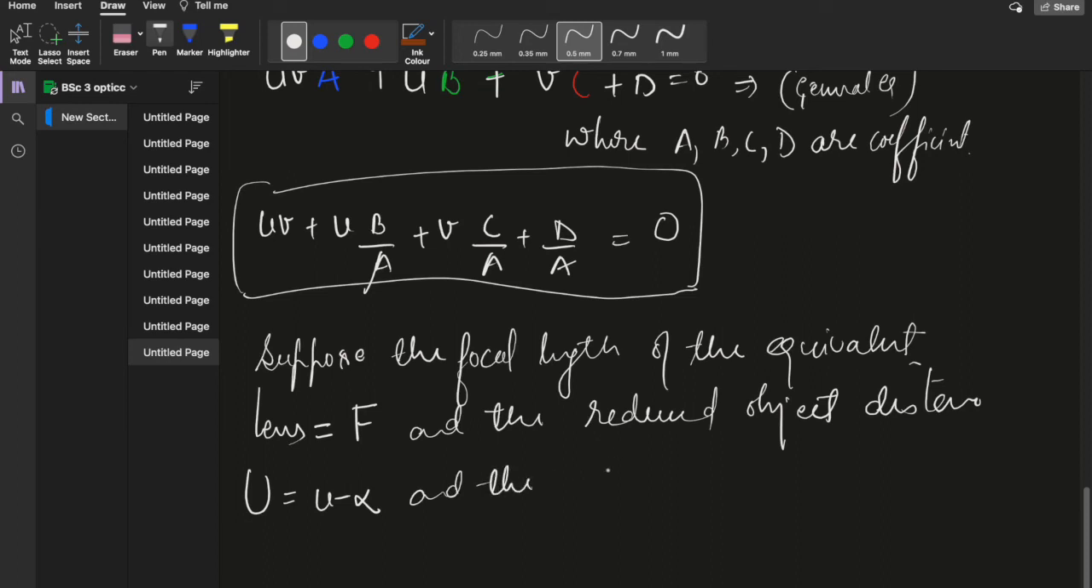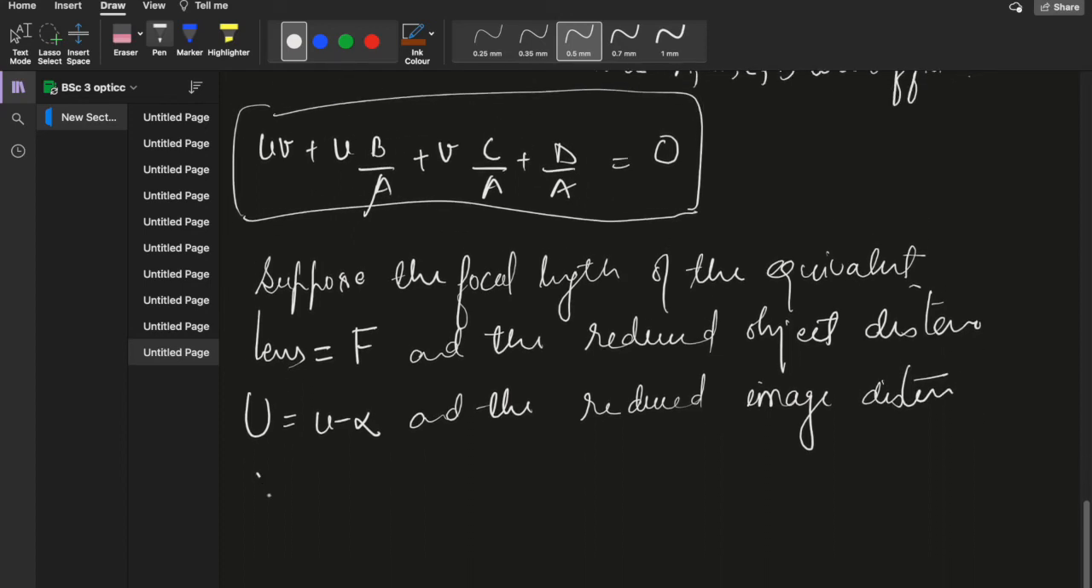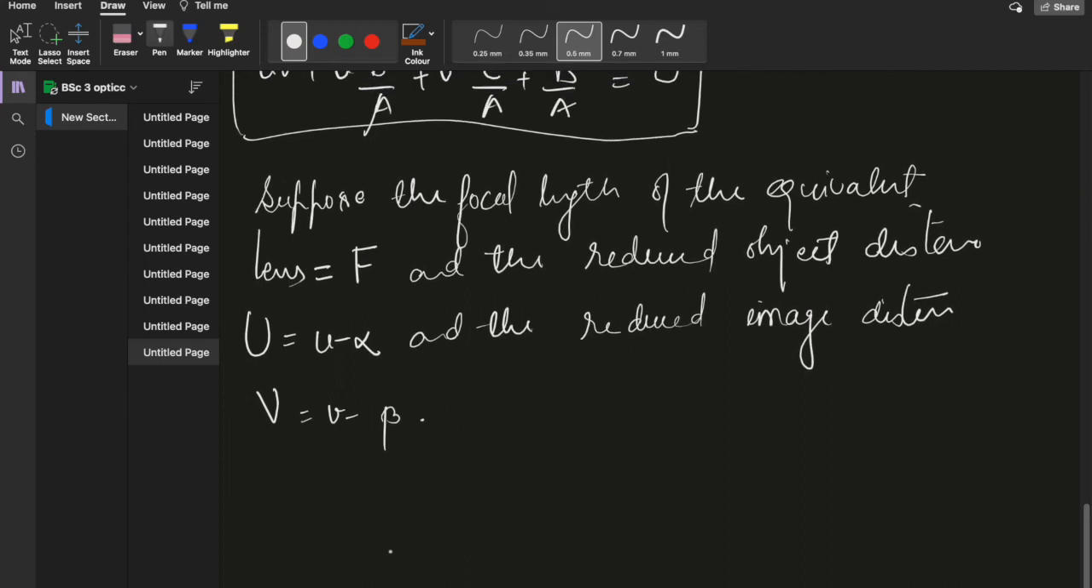and the reduced image distance, say capital V, which is v minus beta. And now the question is what is alpha and what is beta here.